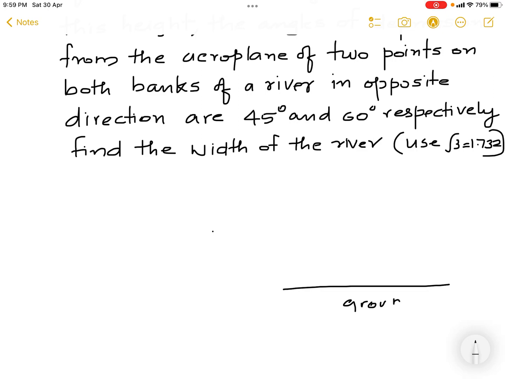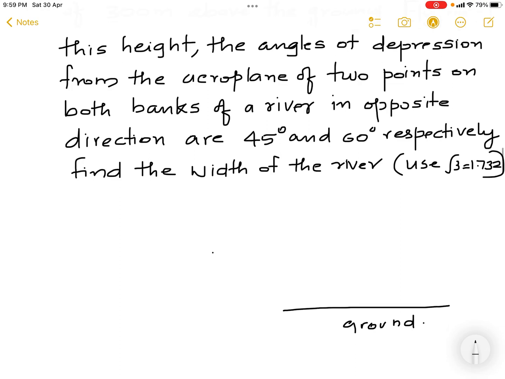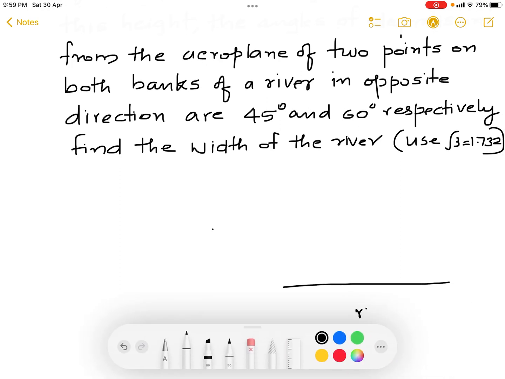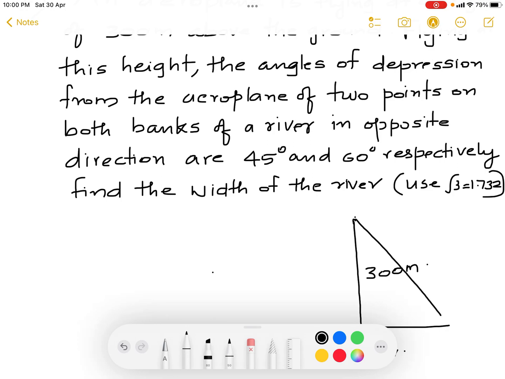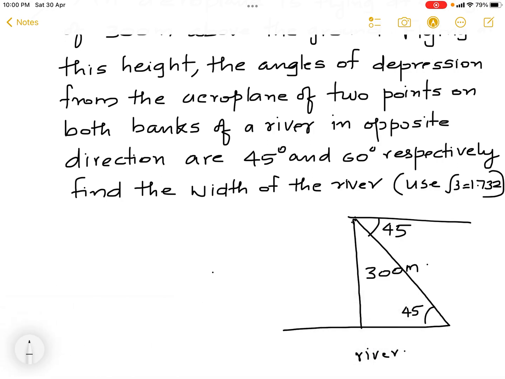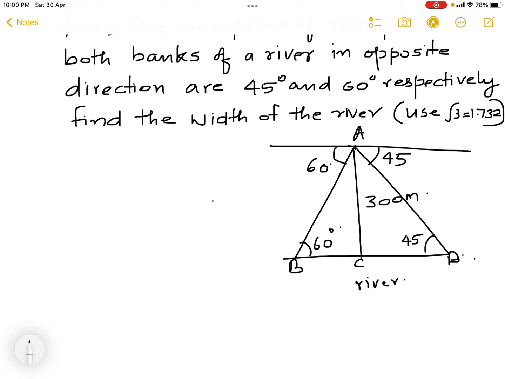Here it is the ground, and these are the banks of a river. The aeroplane is 300 meters above the ground. The angles of depression are 45 and 60 degrees respectively. Label the points A, B, C, D. We need to find BD, which is the width of the river. So BD is equal to question mark.